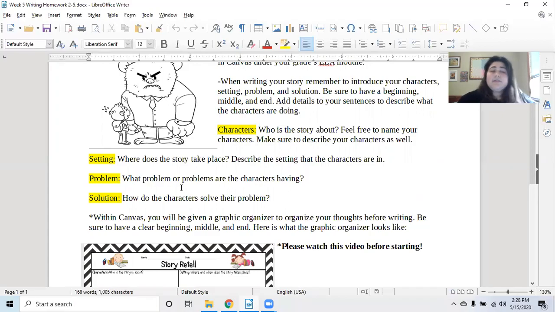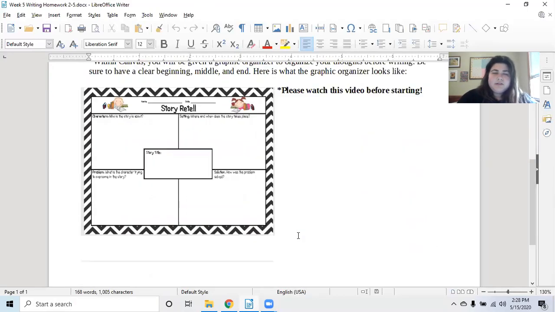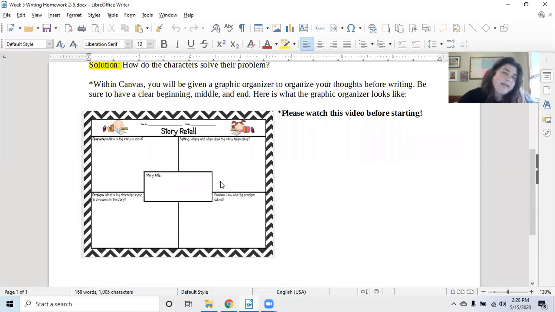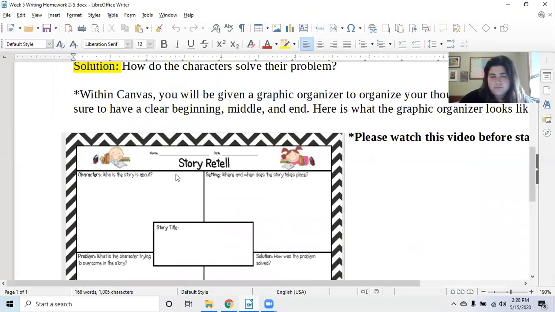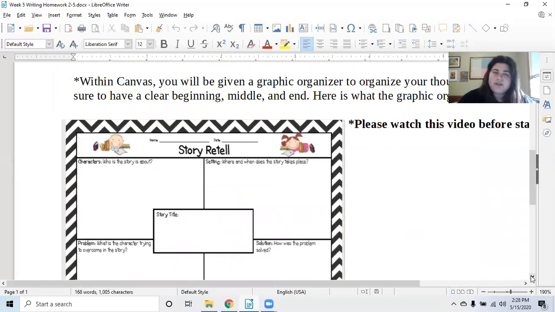Okay, and then the solution. How do the characters solve their problem that they're having? How do they solve their issues, right? Their problems. How does the story end? Make sure you have a good story, right? Give lots of details.